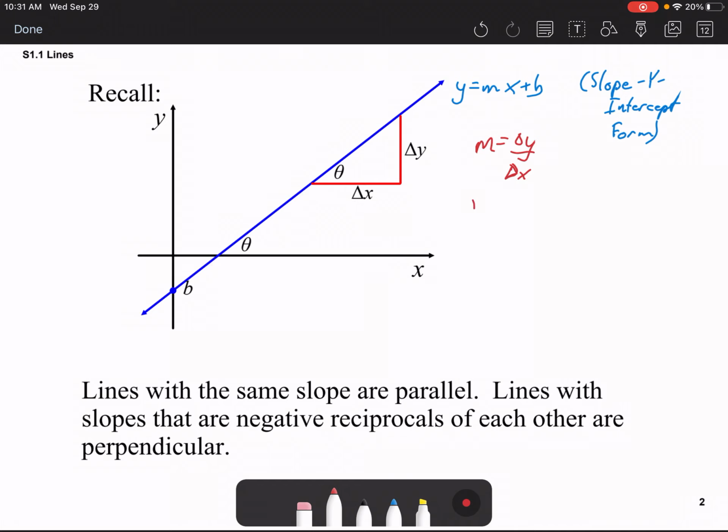You can also realize that the slope is actually a value of tan theta, where this value of tan theta is opposite over adjacent, or change in y over change in x. Now lines with the same slope are considered parallel, and lines with slopes that are negative reciprocals of each other are considered perpendicular.